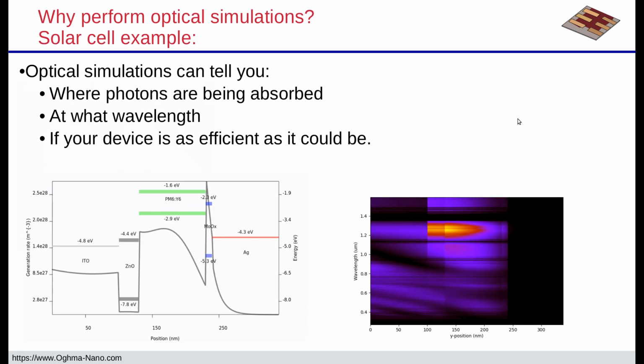So here are a few examples of optical simulations. This is a solar cell, a PM6Y6 organic solar cell. This is an optical simulation of where the light is going to be absorbed in the solar cell. This is all wavelengths together, and you can see there's quite a lot of absorption in the back contact, but also a lot in the active layer. And it's the same simulation as a function of position and wavelength, so you can see where the light is being absorbed in particular bands in the cell.